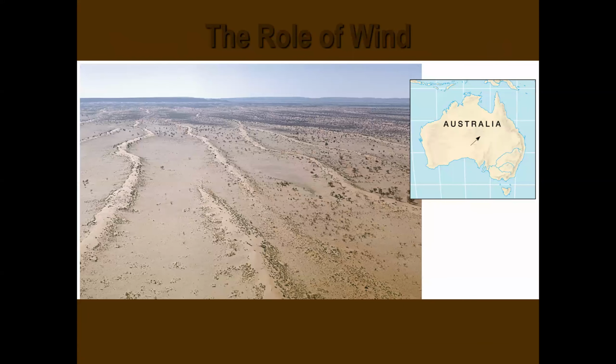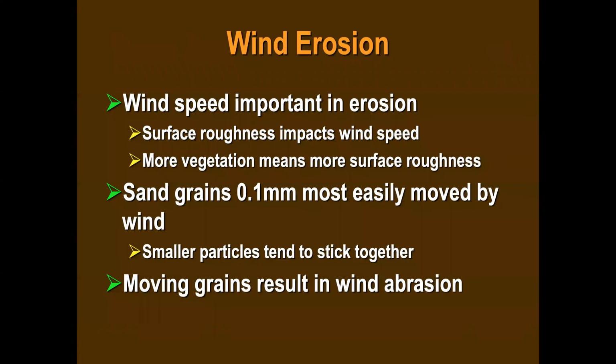Here's an example of a desert landscape in Australia. And so wind speed is important. Sand grains of about 0.1 millimeters are most easily removed and moved by wind. They result in moving grains of sand along the bottom or near the ground, which cause quite a bit of abrasion.